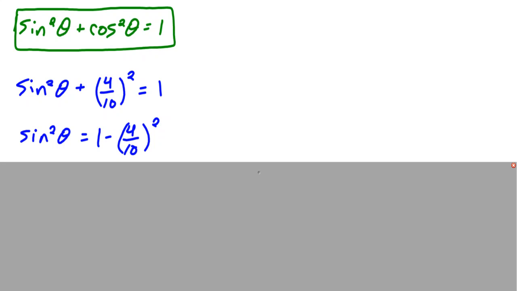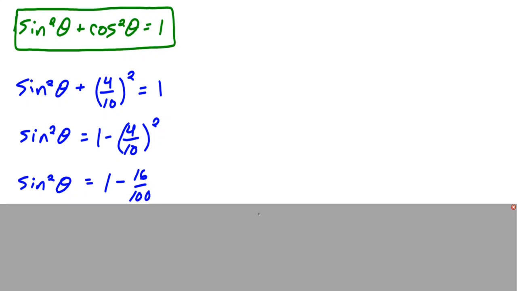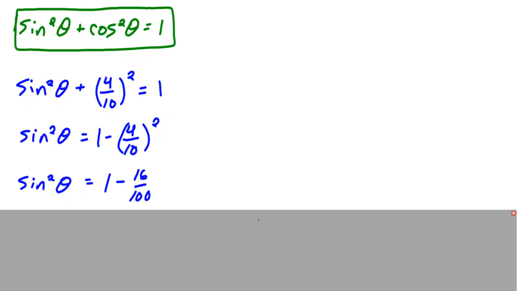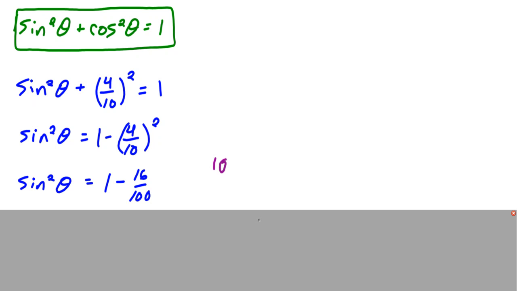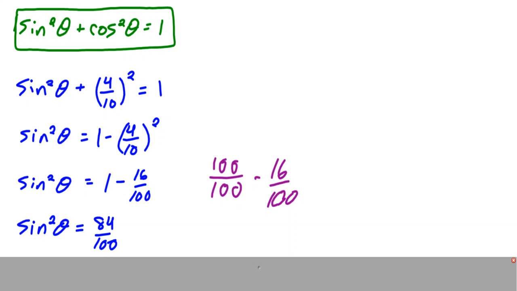So you can subtract 4 over 10 squared from both sides. Write that as 16 over 100. And one thing I'll just write in now that I did was I would take the 1 and replace it with 100 over 100. Then I can subtract the 16, and that would give me 84 over 100. So that's where that comes from.